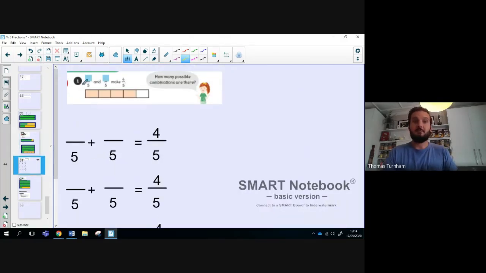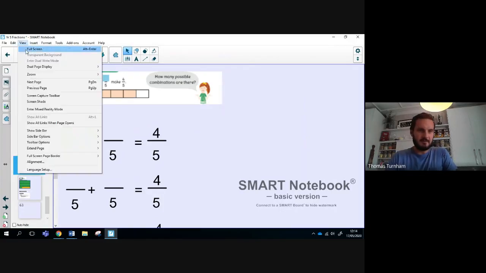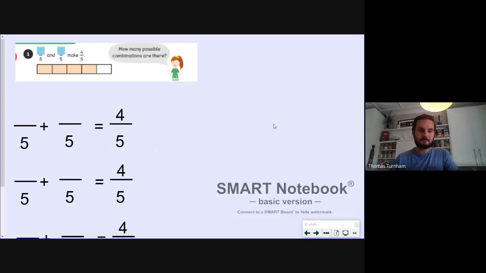So here's another example. Oh, let me get rid of my pen. In fact, let's go to the big screen. I keep forgetting. There we go. So I've got an unknown amount of fifths and an unknown amount of fifths make 4 fifths. Here you can see 4 fifths are coloured in. What possible combinations are there?